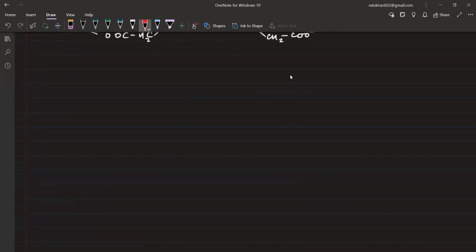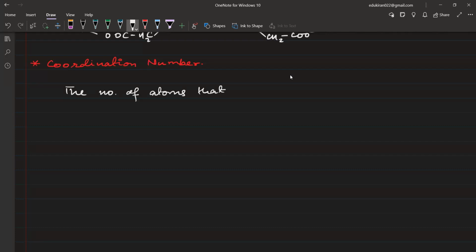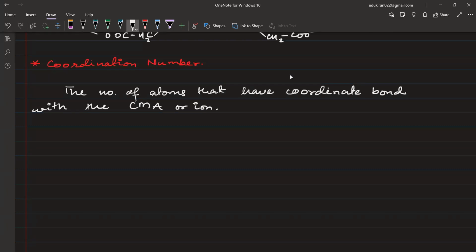Coordination number. Write the coordination number: the number of atoms that have a coordinate bond with the central metal atom or ion. Please remember.